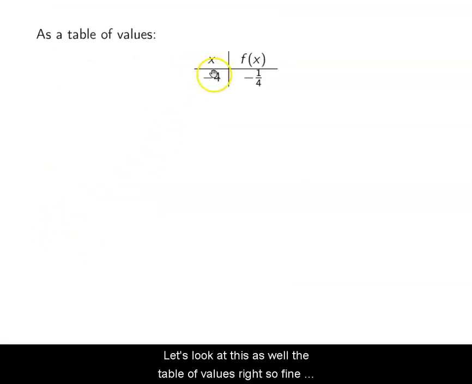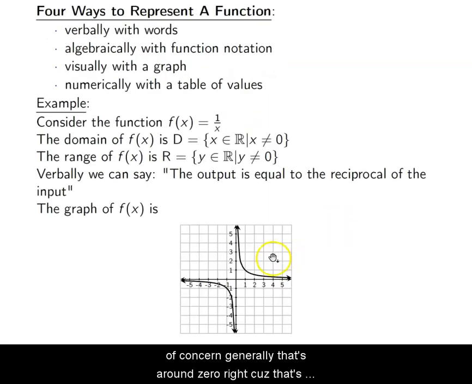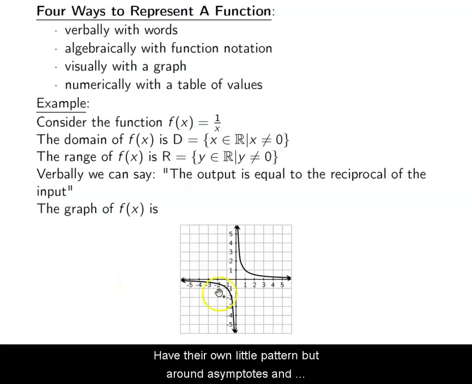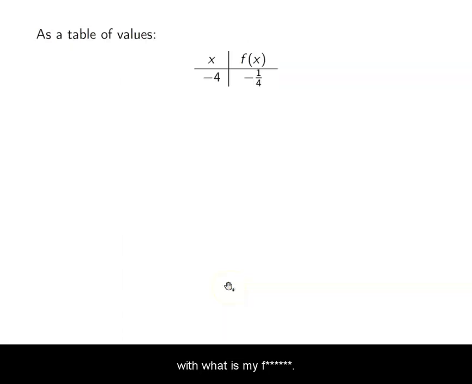Okay, so let's look at this as well as a table of values, right? For a table of values, I have to pick an area of concern. Generally, that's around zero, because that's generally when the cool stuff happens. As you go out to very large values, or you're coming from very large values, things just have their own little pattern. But around asymptotes and holes and things like that, that's when I'm concerned with what my function is doing.